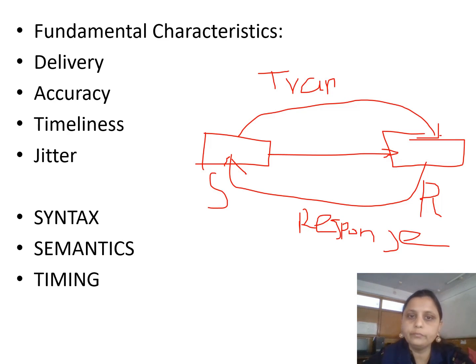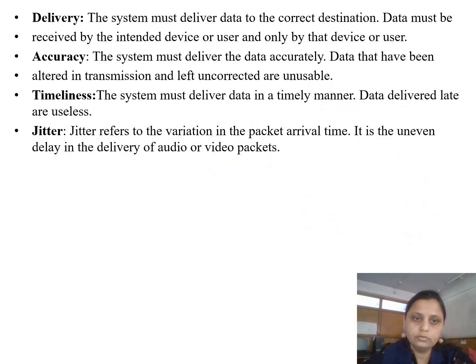Then next, there are some fundamental characteristics of data communication. These are delivery, accuracy, timeliness and jitter. Let's see one by one. Delivery means the system must deliver data to the correct destination. Data must be received by the intended device or user and only by that device or user.